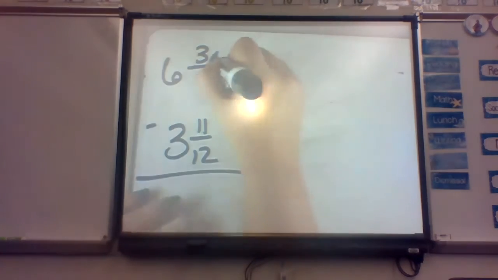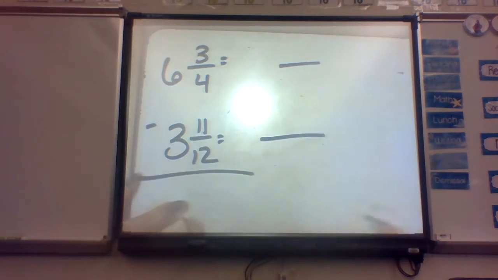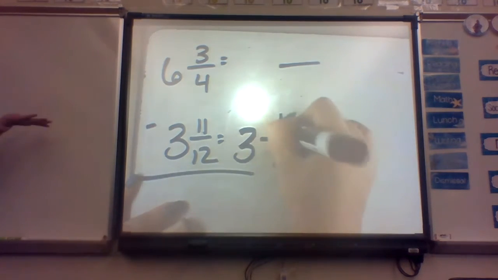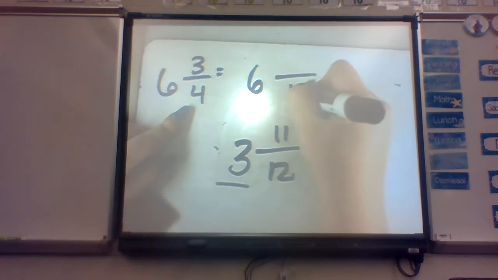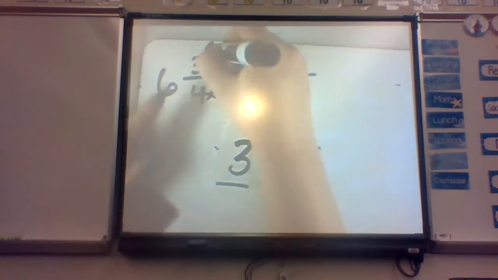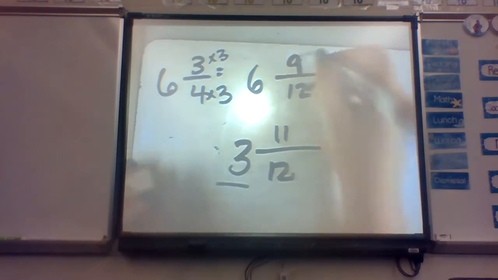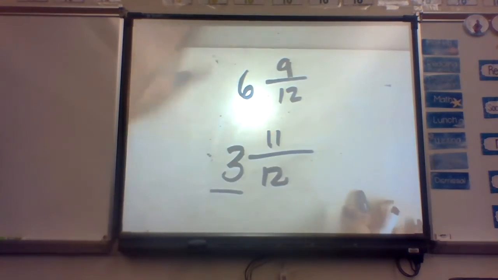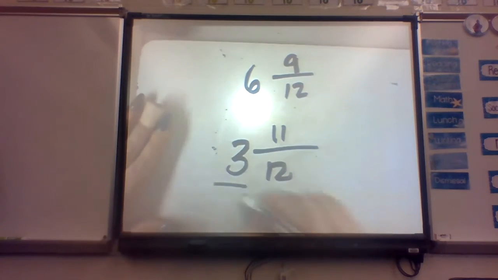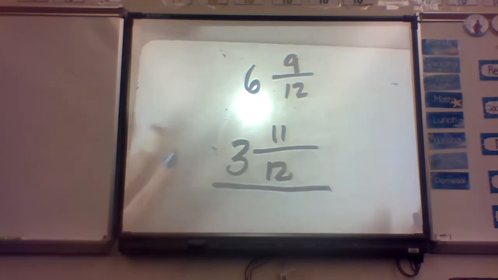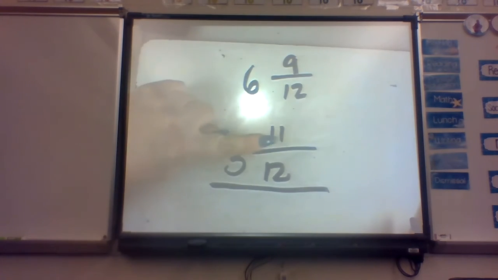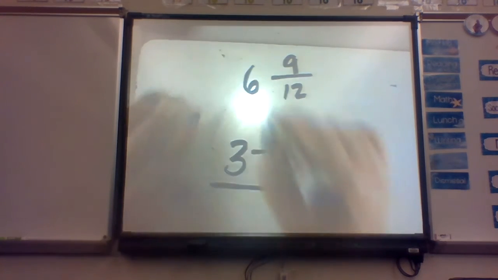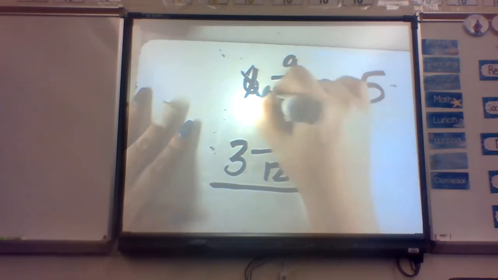Okay, so what's my common denominator? 12. So this fraction stays the same. I'm just going to erase this one. Okay, how do I go from 4 to 12? Times 3. Okay, so what's 3 times 3? 9. Erase your old one. Now stop and look. Don't go too fast. Don't start borrowing every problem. Can I do 9 minus 11? No. Now I borrow. So that's 5.